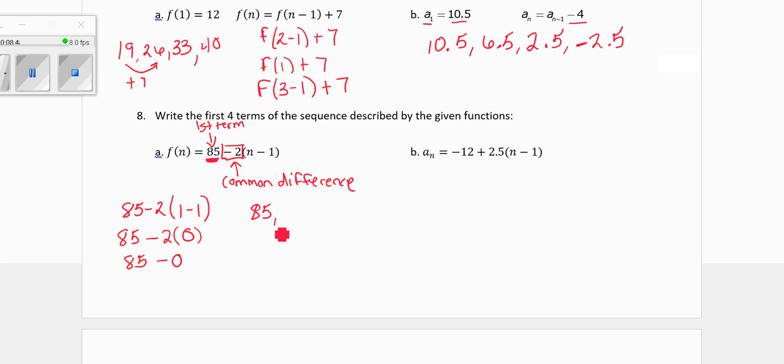I can keep plugging in, so I could go ahead and plug in 2 in place of n and do 2 minus 1. But I know that my common difference is minus 2, so I'm going to have 83, then 81, and then 79.